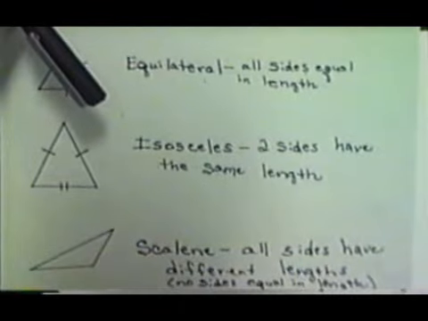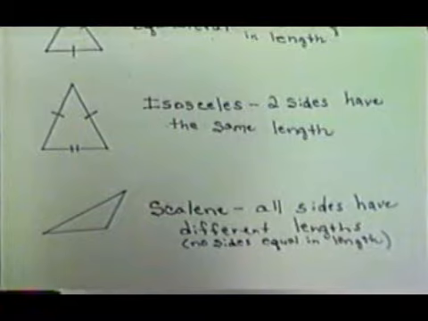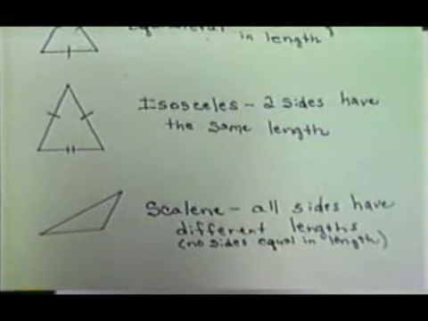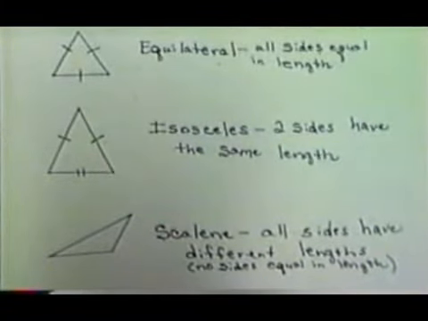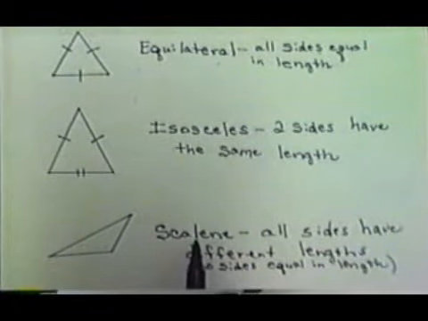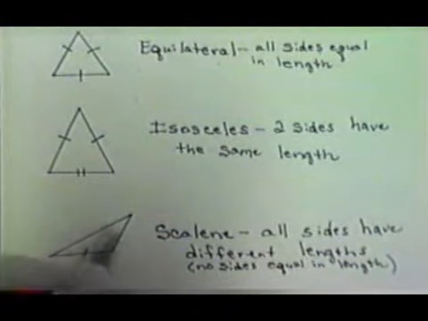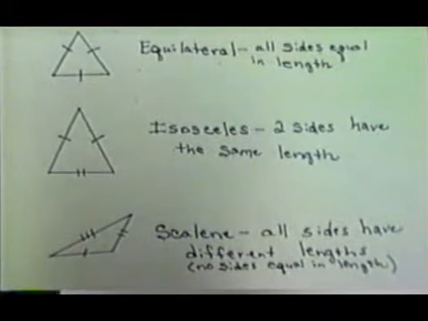And then we also might have a triangle that we'll call a scalene triangle. Let's see if we can get all 3 of these up at the same time. A scalene triangle is one in which all your sides have different lengths. In other words, no sides are equal in length. So if I wanted to show you that again, usually you don't see this marking, but if I wanted to show you, I'd mark all 3 of the sides a different way.